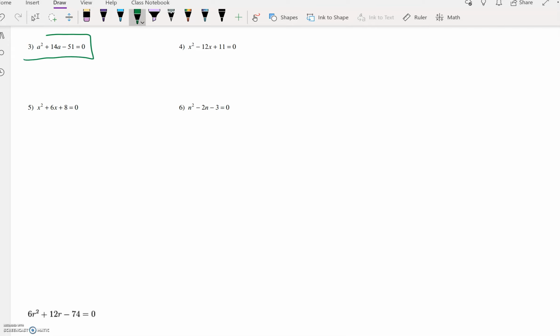This one that is a squared plus 14a minus 51. And I'm just going to write it a squared plus 14a. I'm going to get this on one side of my equal sign. I'm going to add that 51 to both sides of my equation. And so I get a squared plus 14a equals 51 on this side of my equation. And I have this space for completing the square.